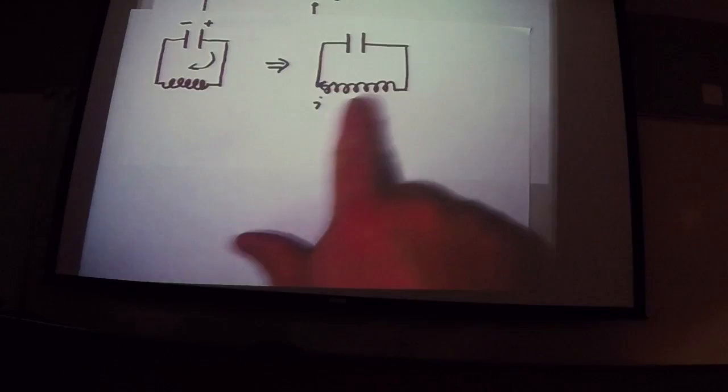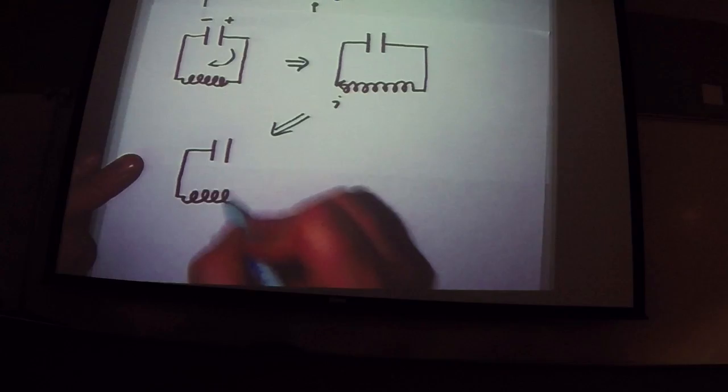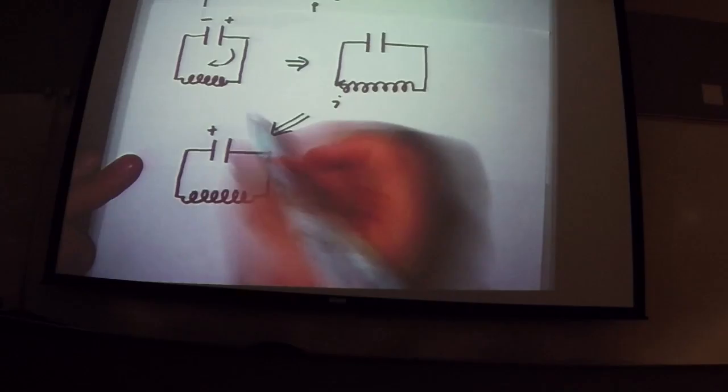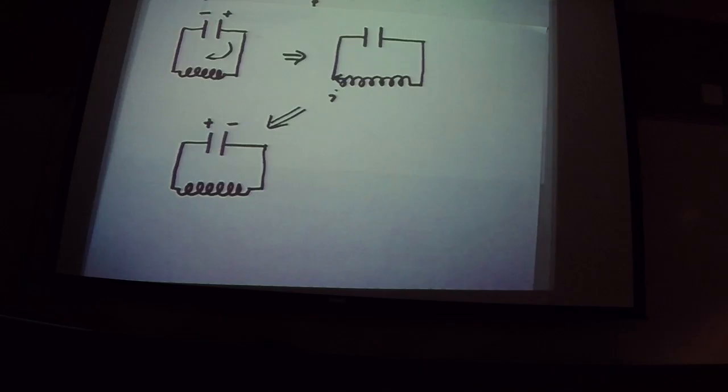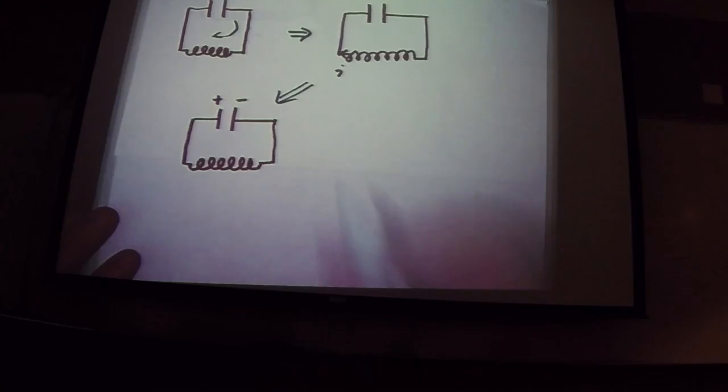That inductor is then going to keep pushing the current. It's going to keep pushing it. So the inductor pushes current until there's no more current in the inductor. Okay? So in other words, it keeps pushing the current, pushes those positive charges up here, negative charges go over here, and now there's no more current. Am I done? No. Because now I have charge on my capacitor.